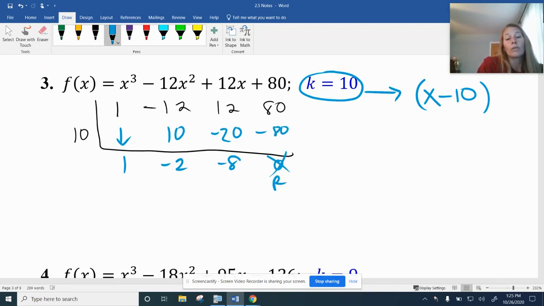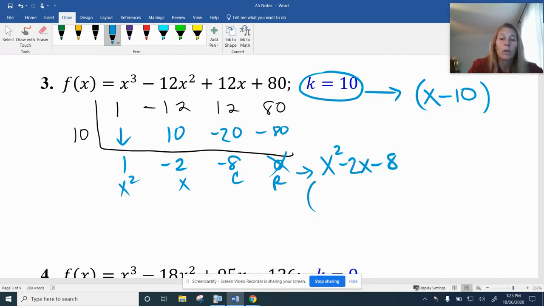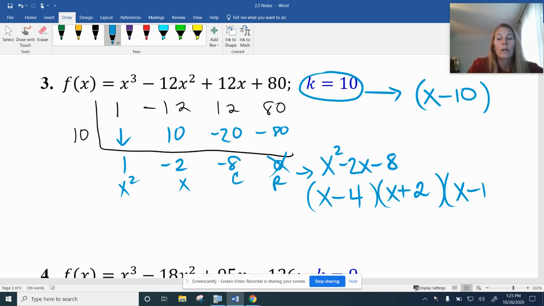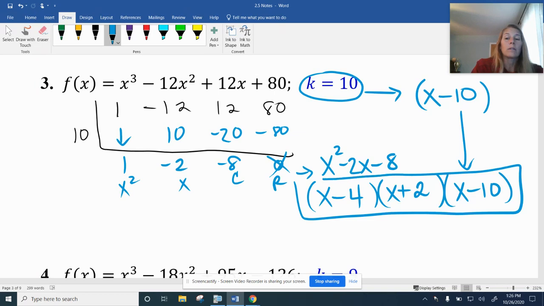So good. So my remainder was 0. So here I have x squared minus 2x minus 8 as my remaining polynomial. This can be factored into x and x. The two numbers that multiply to get 8 and subtract to get 2 are 4 and 2, and it's a minus 4 and a plus 2. And then, of course, the x minus 10 is my third factor there. Since this is a cubic polynomial, it should have 3 solutions. So therefore, there could be at most 3 factors.